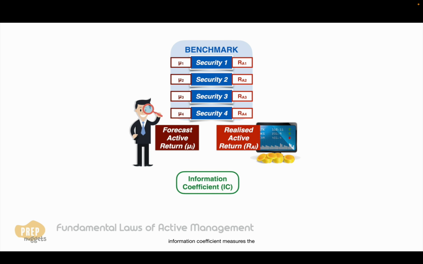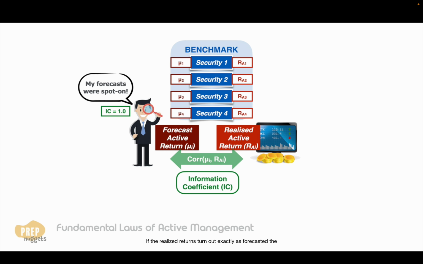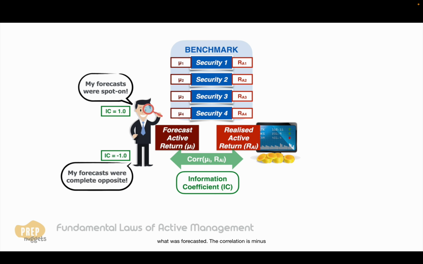The information coefficient measures the correlation between the realized active return and the forecasted ones. If the realized returns turn out exactly as forecasted, the correlation is 1. And conversely, if the realized returns turn out exactly the opposite of what was forecasted, the correlation is -1. The information coefficient can therefore be seen as a measure of the manager's skill in forecasting returns of securities.